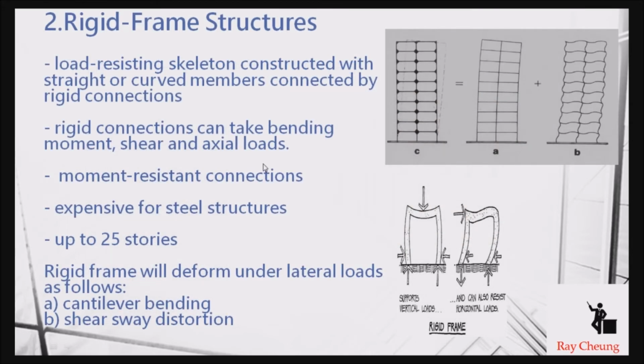And the second one I will tell you about is the rigid frame. Most likely this is also a steel frame structure. This is up to 25 stories. The vertical load they can take. The bending they also can take by having a rigid joint.